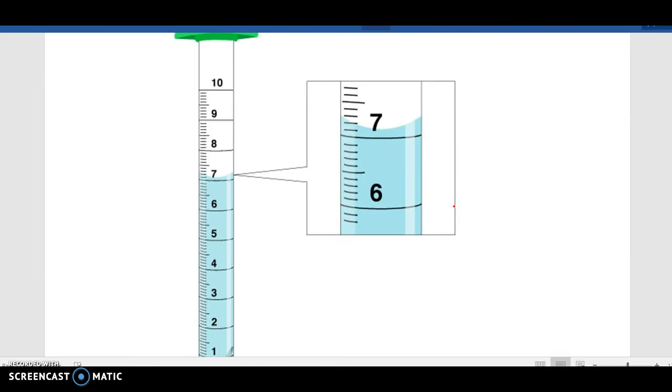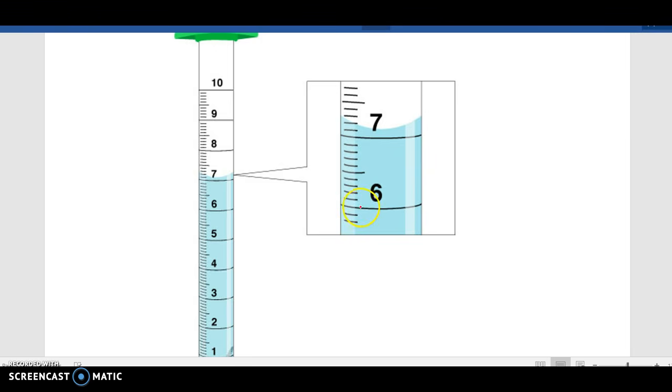All right, here's a third one. Let's see how you do. Pause the video and try to figure out the scale, and then we'll check it together. Go ahead and pause. Welcome back. Let's see how you did.